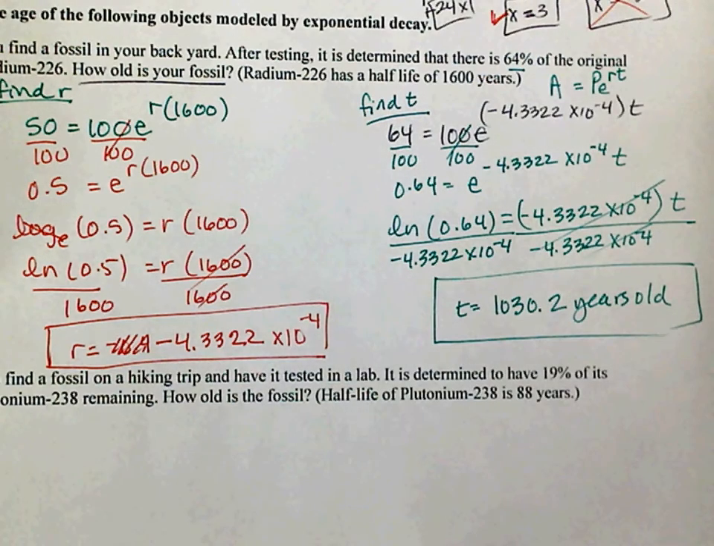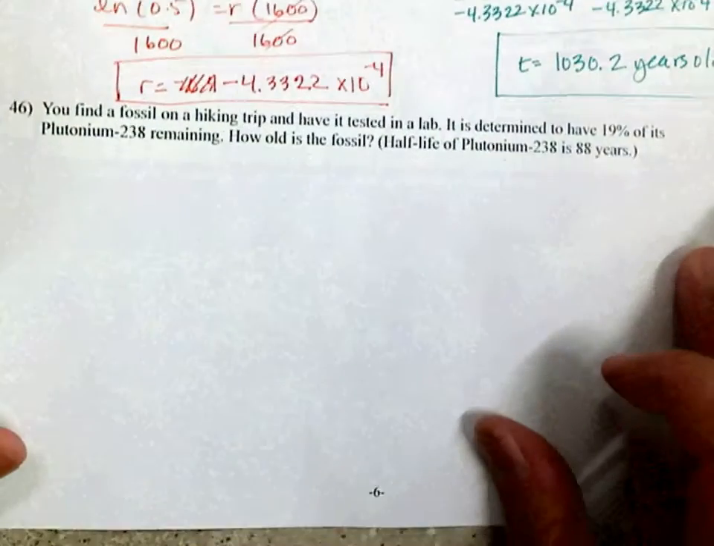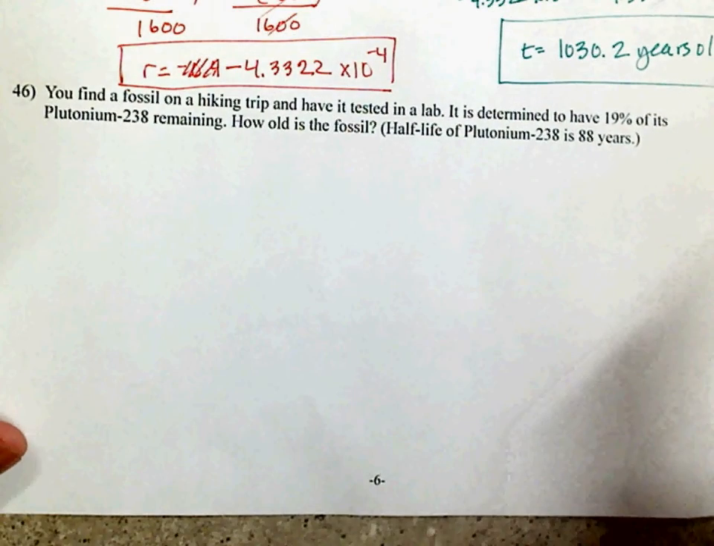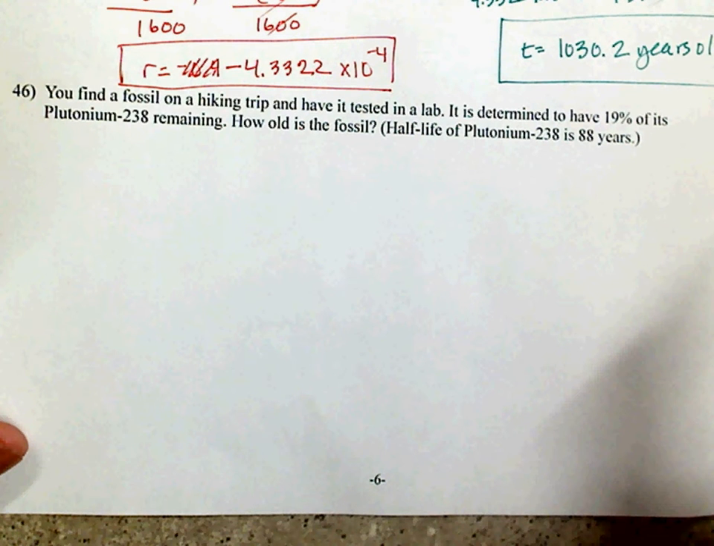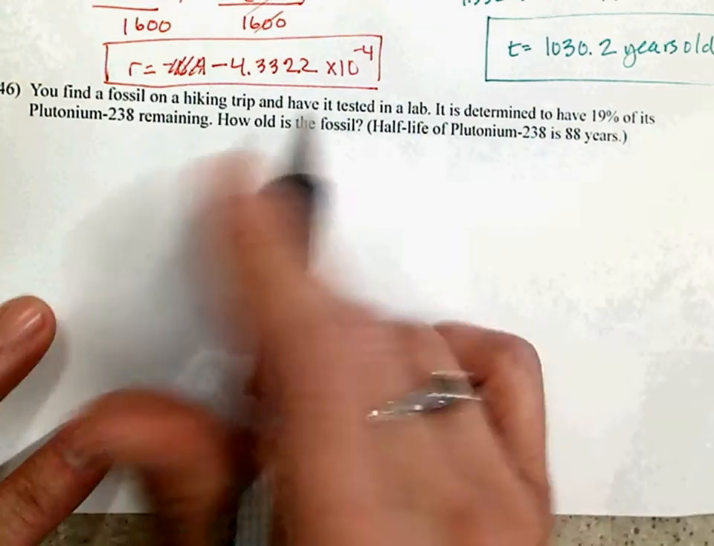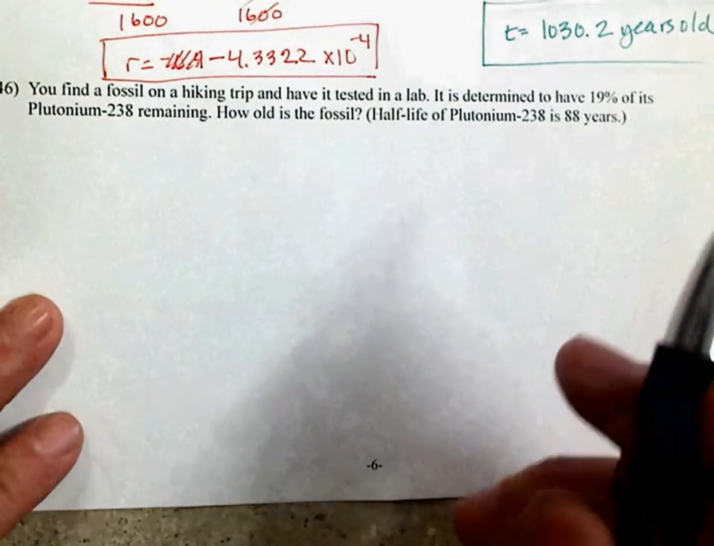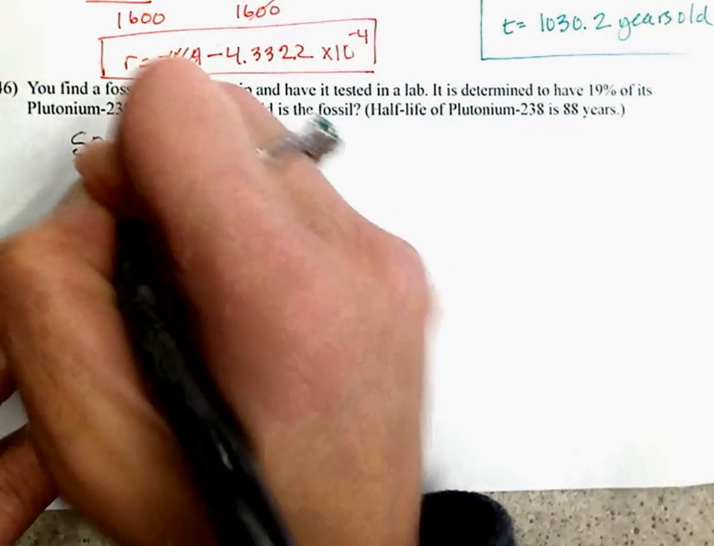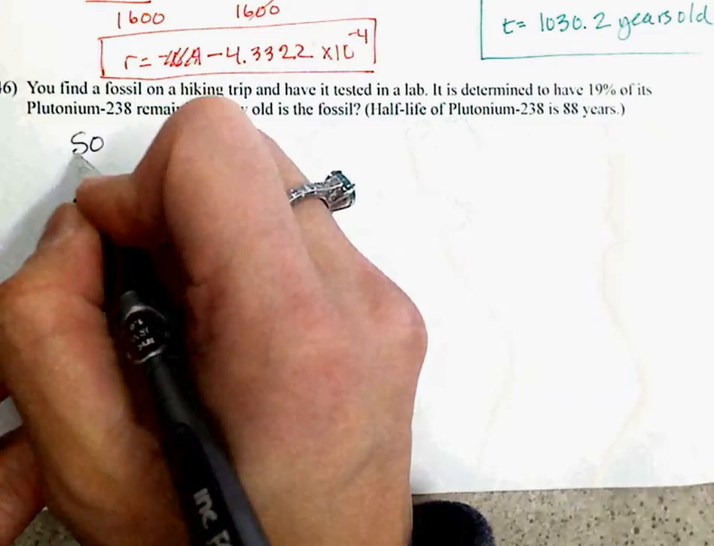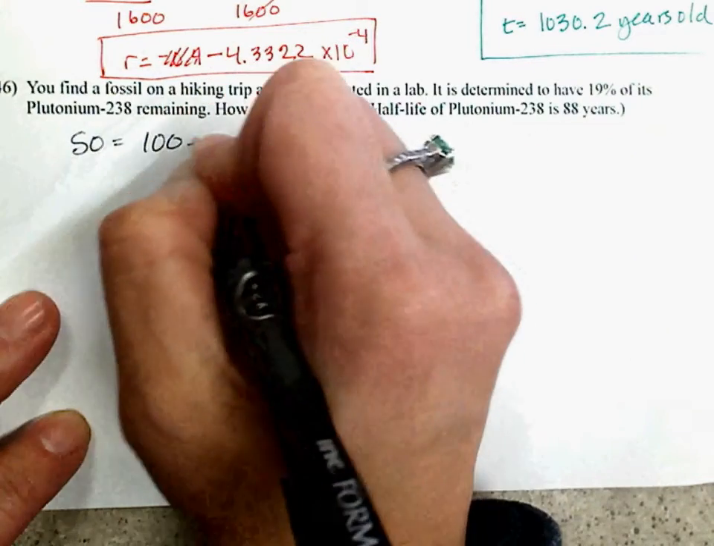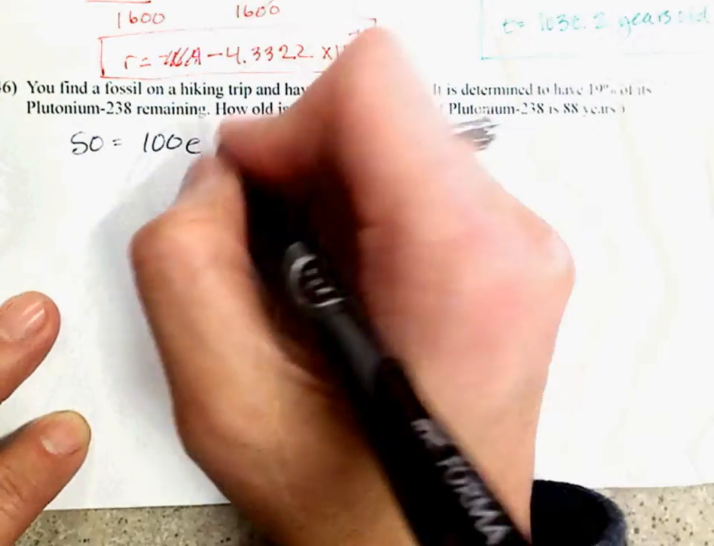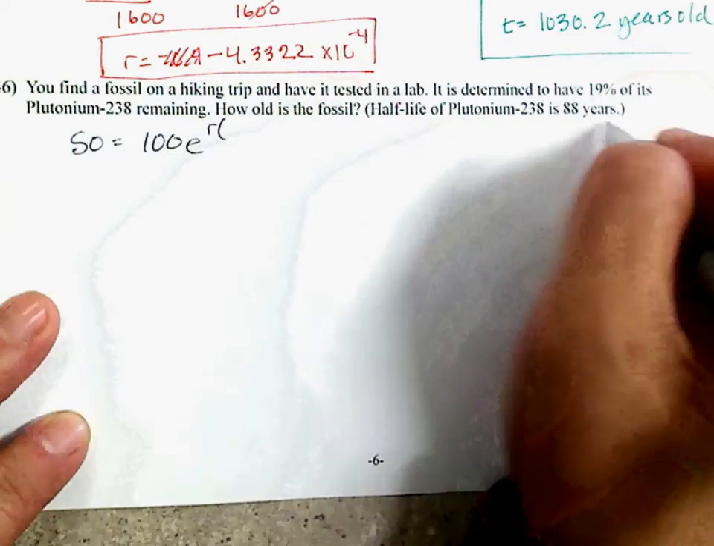All right, number 46. You guys ready? You find a fossil on a hiking trip and have it tested in the lab. It is determined to have 19% of its plutonium-238 remaining. How old is the fossil? Like before, we need to find the rate of plutonium's decay. Half-life is 50%. If it says quarter life, this would be 25, okay? Out of 100 times E raised to the R times half-life, which is 88.